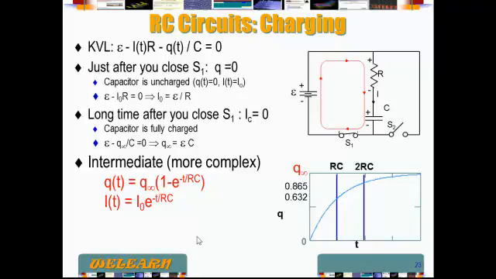Now, the final result was that we found an expression for the charge and the current as given here. The charge is going to follow this particular shape, and at the first time constant, the amount of charge in the capacitor is going to be about 63%, then 86%, etc. And then the current is given by that expression.